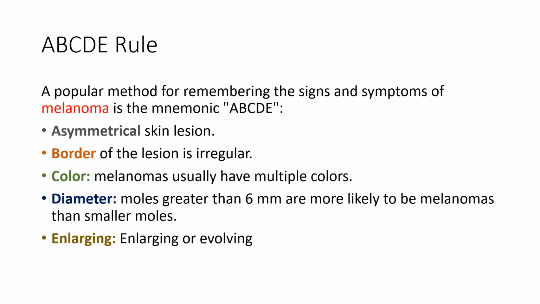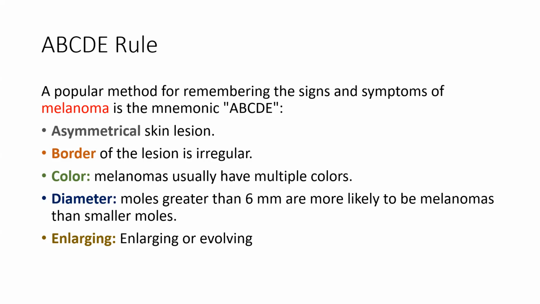This slide talks about the ABCDE rule for determining whether a lesion is likely to be a form of melanoma, which is a relatively fast-spreading form of skin cancer. And this is important in the clinical setting because there are many skin lesions that tend to occur. Some are a lot more concerning than others.